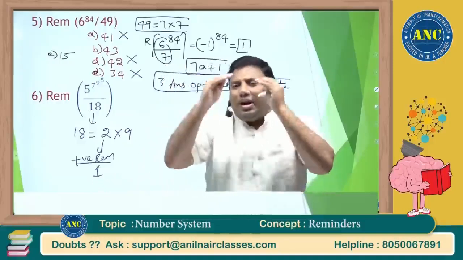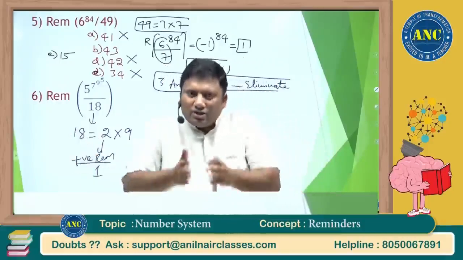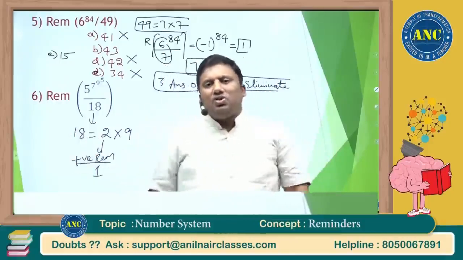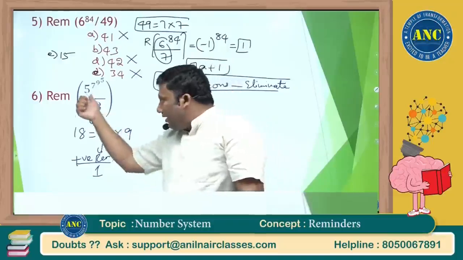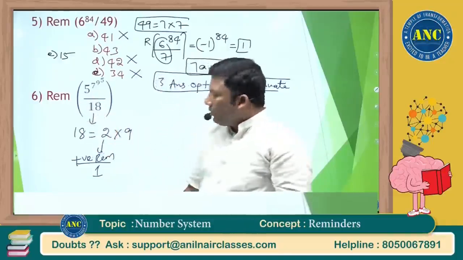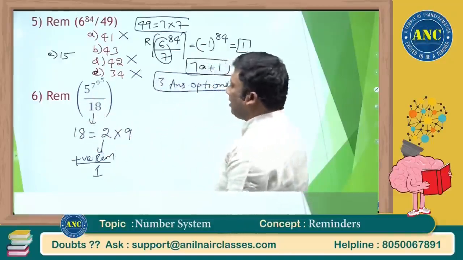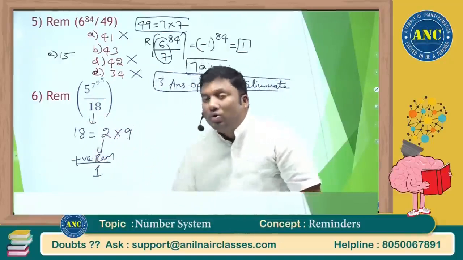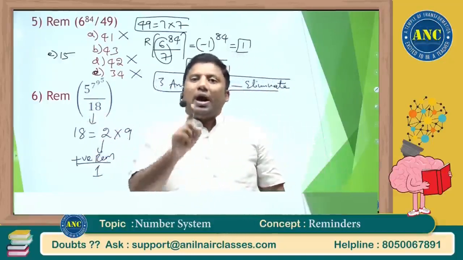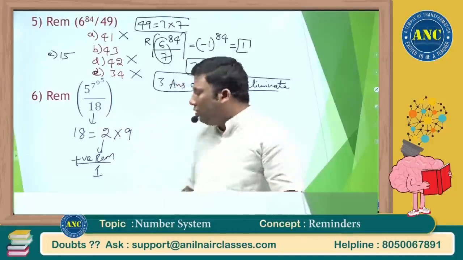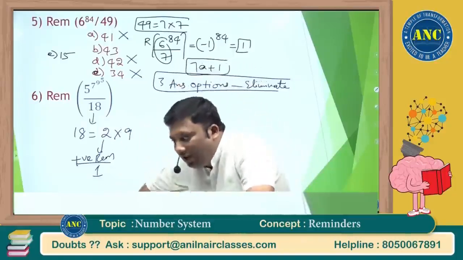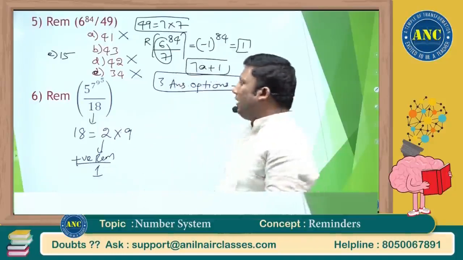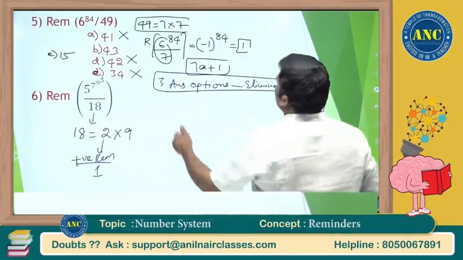Immediately, when you get a remainder for one of the factors, check the answer options. If the answer, when divided by 2, gives a remainder 1, then anything which is perfectly divisible by 2 is an incorrect answer option.